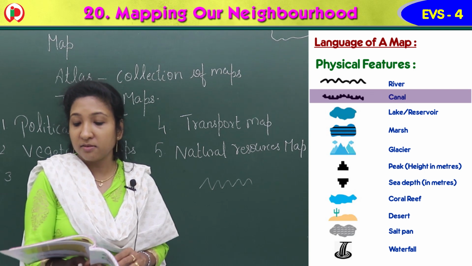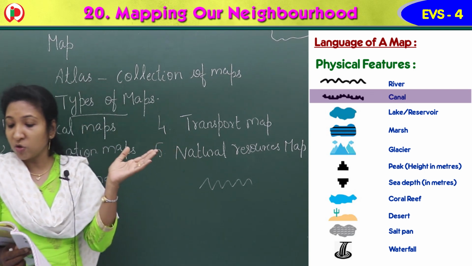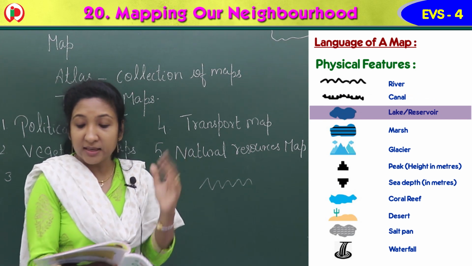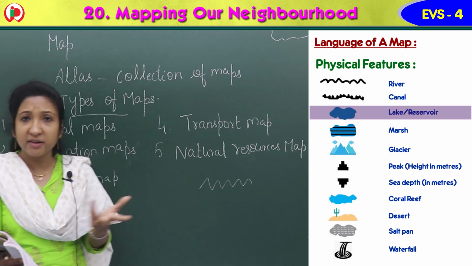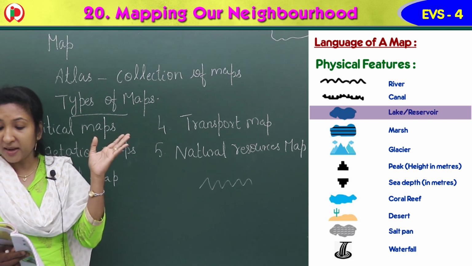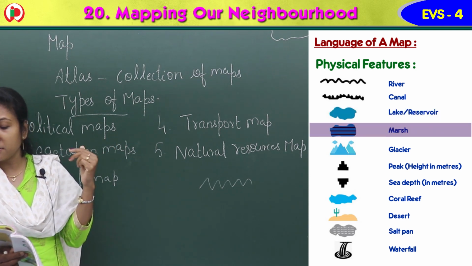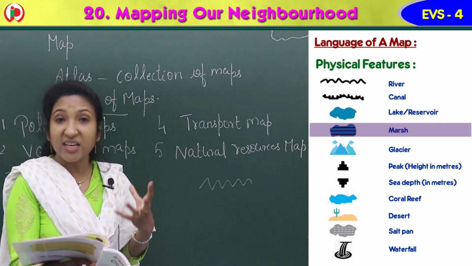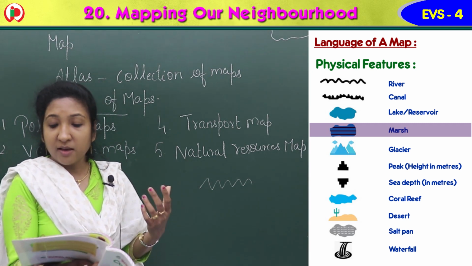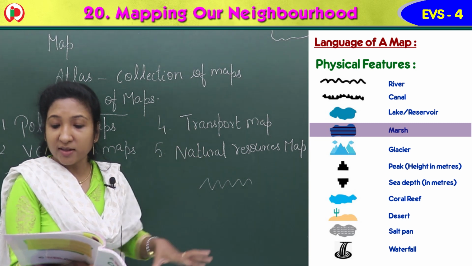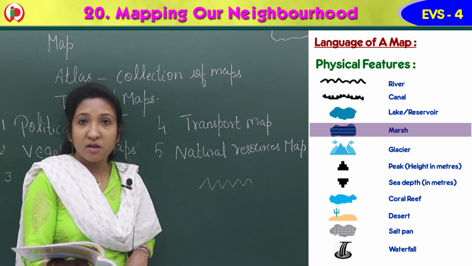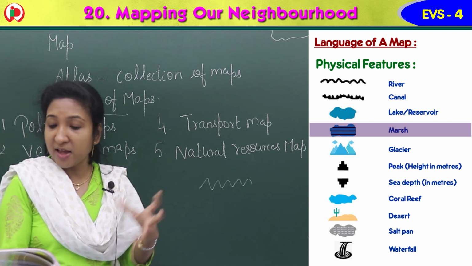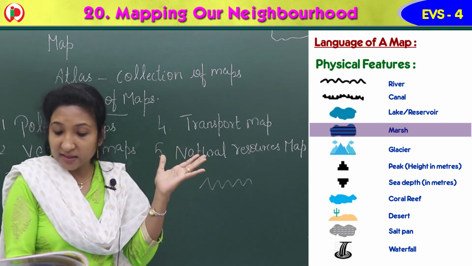Then canal, to represent a canal they draw like that. Lake or reservoir, the symbol you can see here. Lake, dam or reservoir, they use a symbol like this. Marsh, marsh is a wetland actually. A wetland, we say, marshy area, is an area of land where water covers the ground for a long period of time. That is wetland, marshy area or marsh, they represent like this.